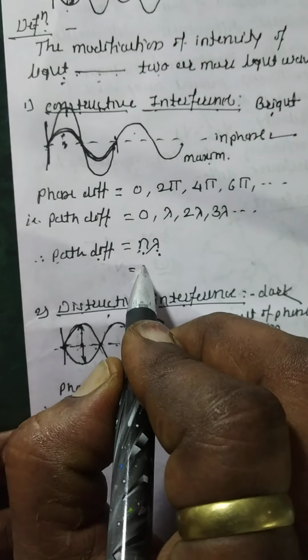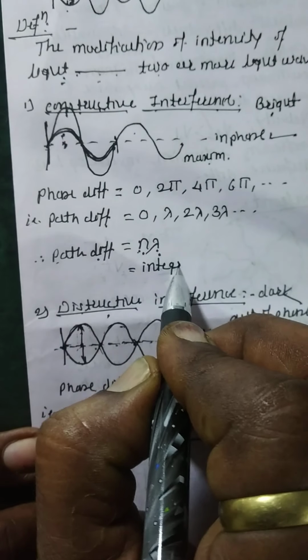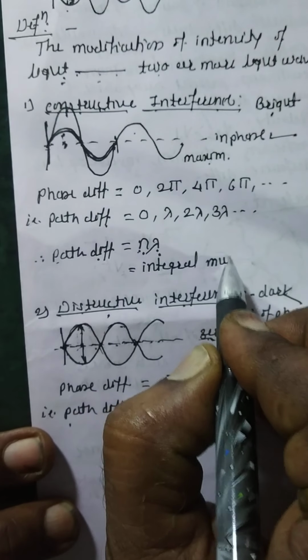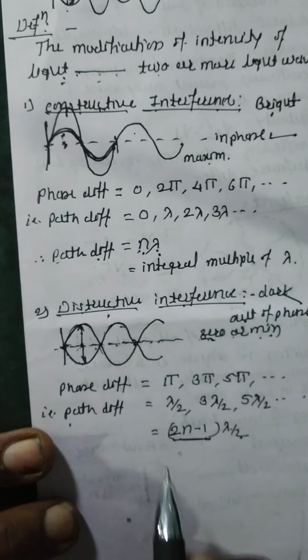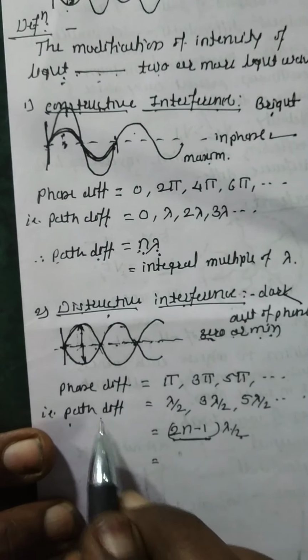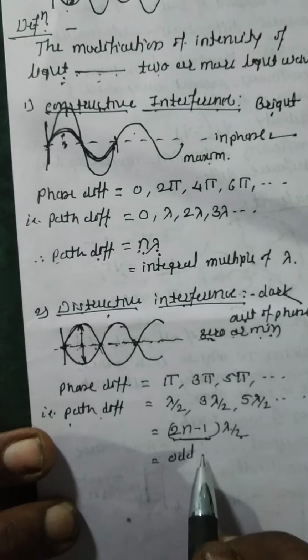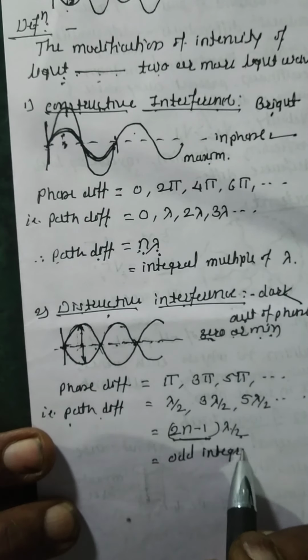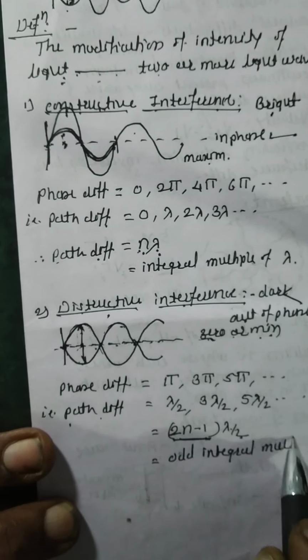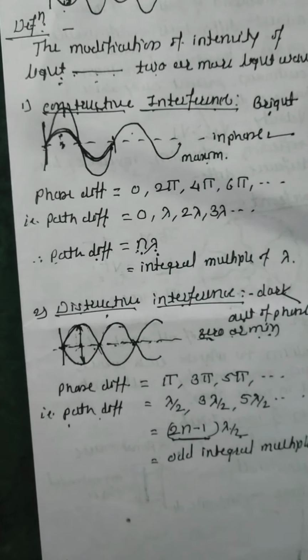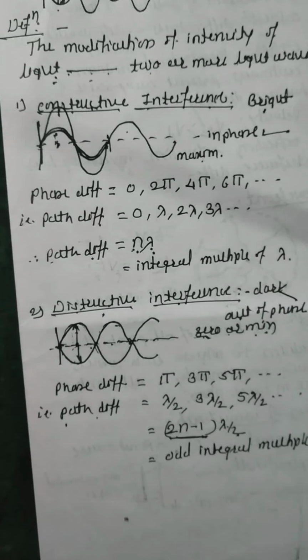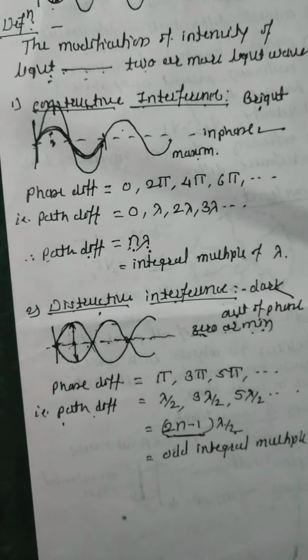Here the path difference is an integral multiple of wavelength. Here the path difference is an odd integral multiple of half the wavelength lambda. This is the difference between the two. These are the conditions of brightness and darkness.